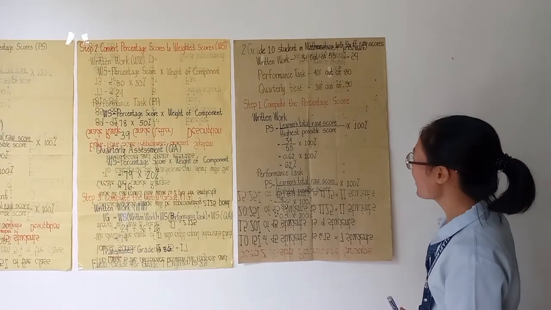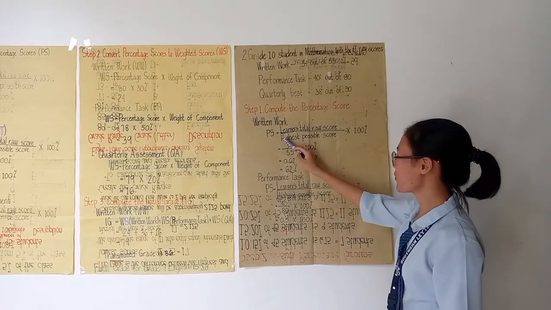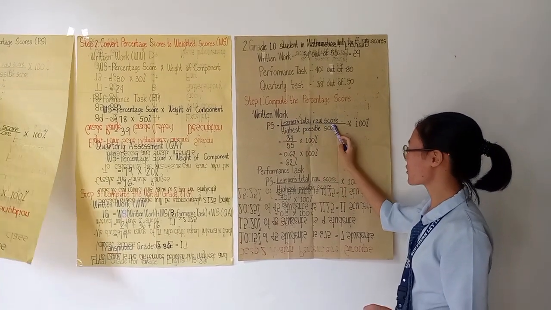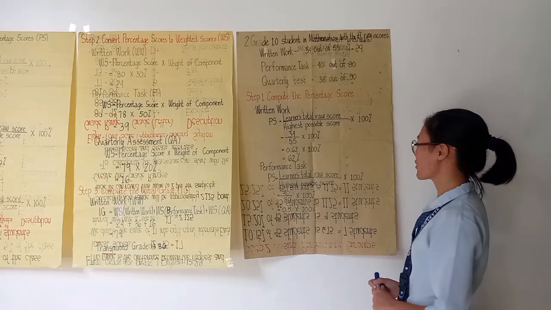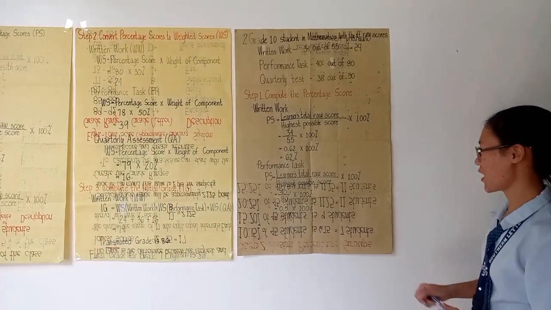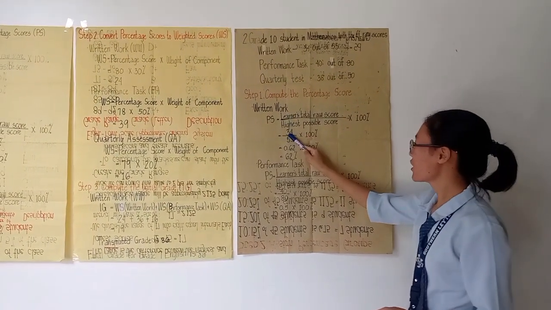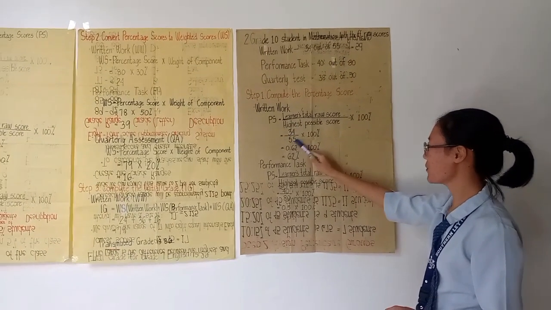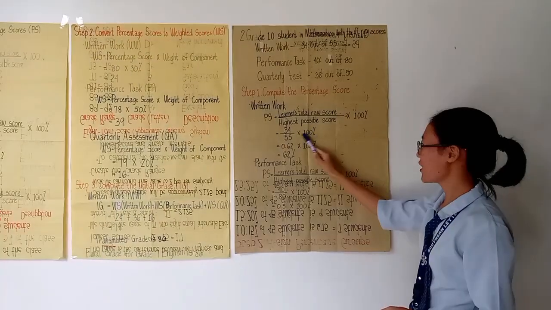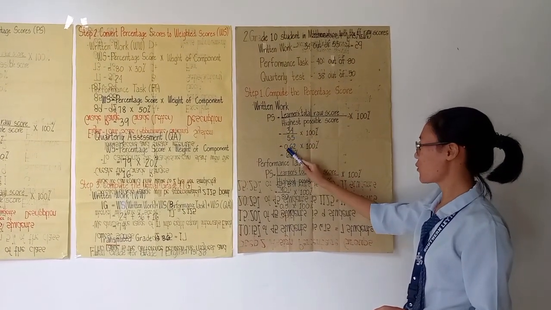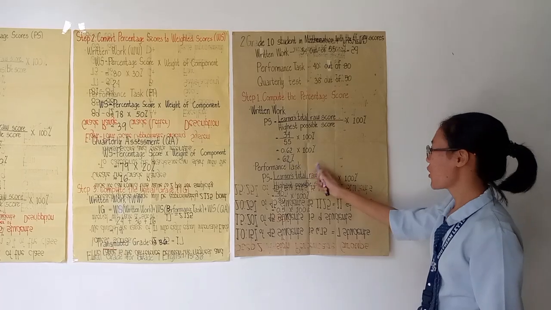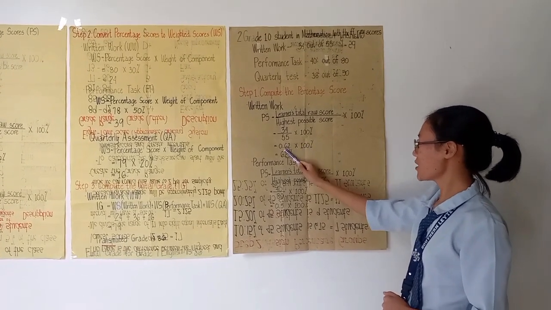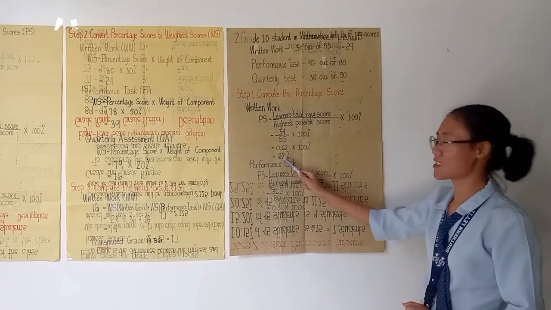In written works, we have the formula: percentage score equals learner's total row score divided by highest possible score times 100%. So in written works, we have 34 out of 55. So 34 divided by 55 times 100%. Then 34 divided by 55 equals 0.62. So we have to multiply it by 100%. 0.62 times 100% equals 62%.